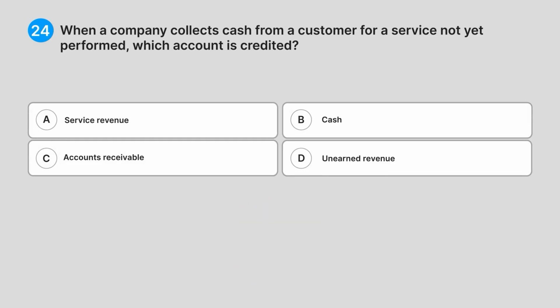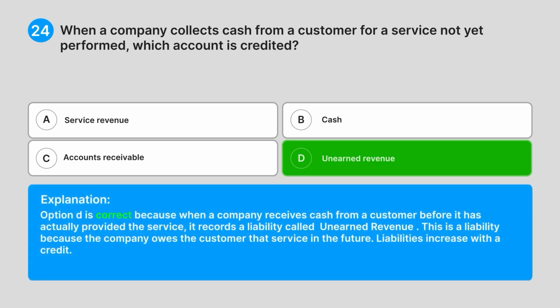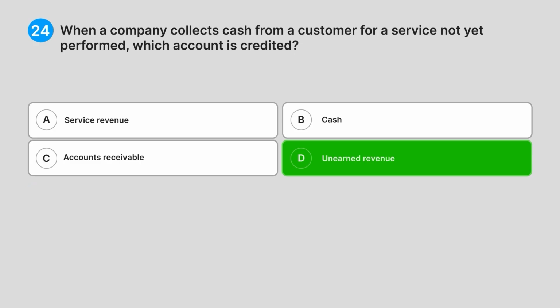Correct answer, D. Unearned revenue. Explanation. Option D is correct because when a company receives cash from a customer before it has actually provided the service, it records a liability called unearned revenue. This is a liability because the company owes the customer that service in the future. Liabilities increase with a credit.